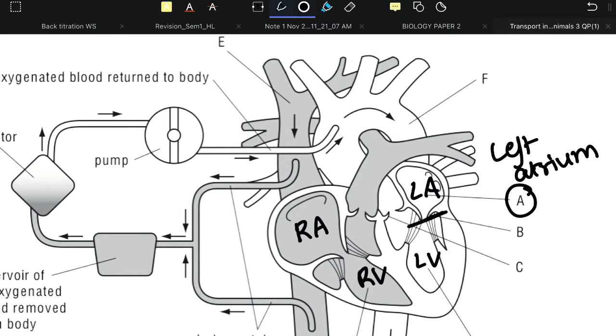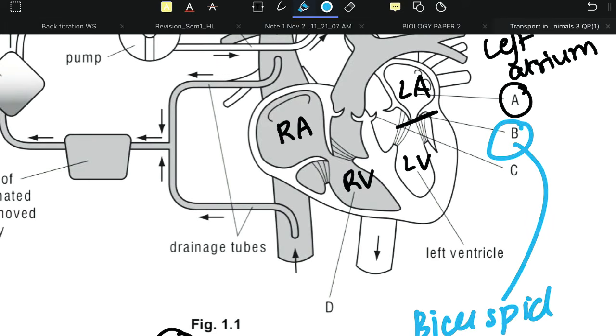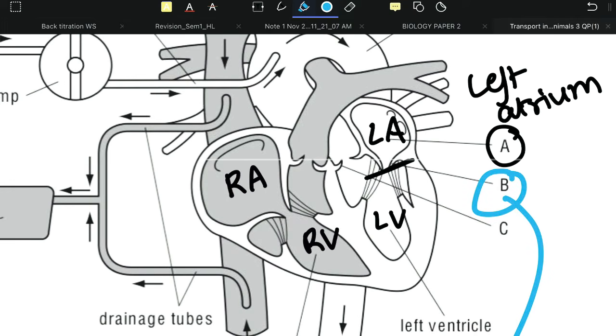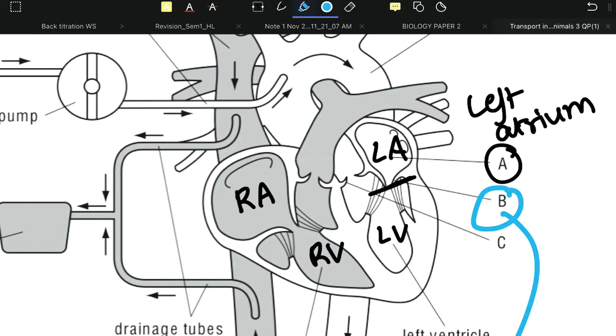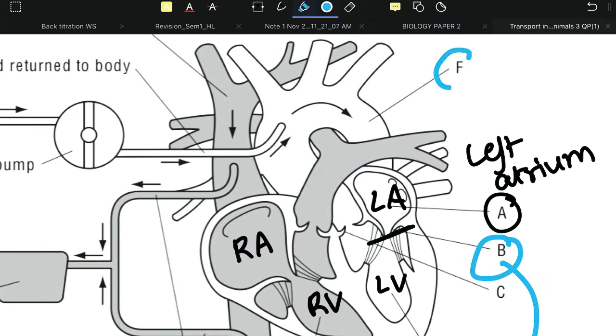Now B is between the left atrium and the left ventricle. So you have your bicuspid valve, okay? B is the bicuspid valve. C, what is C? Now this is interesting. If you look at it, where is it present? That's the interesting part, right? Now this is in between two connections, where you have one connection being the left ventricle and the other connection being the aorta. That's why here, F, we can already see that it is aorta, right?